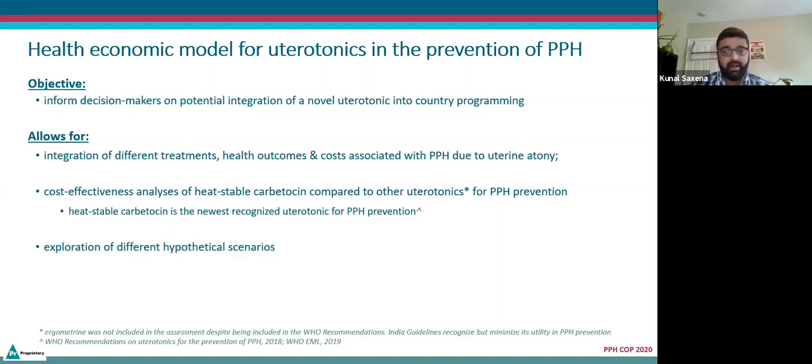And as we already mentioned, heat stable carbetocin in this case is the newest recognized uterotonic for PPH prevention and will be evaluated against all the other existing treatment options. And then finally, the model allows us to explore different hypothetical scenarios by the way of conducting sensitivity analysis on those different scenarios. Next slide, please.